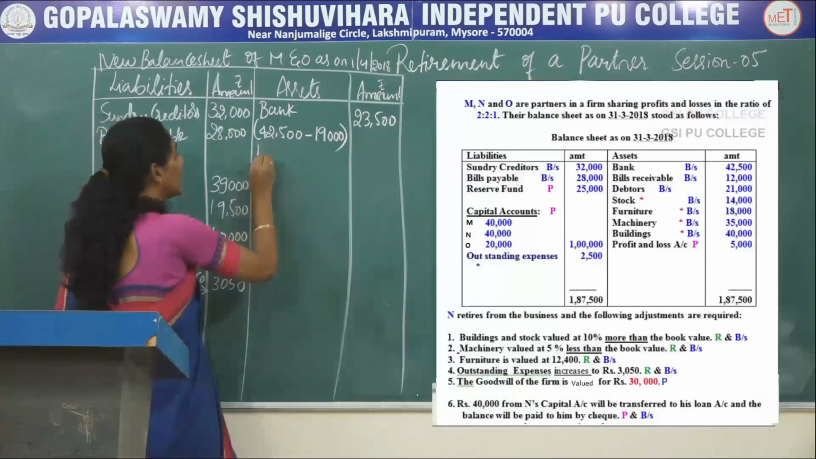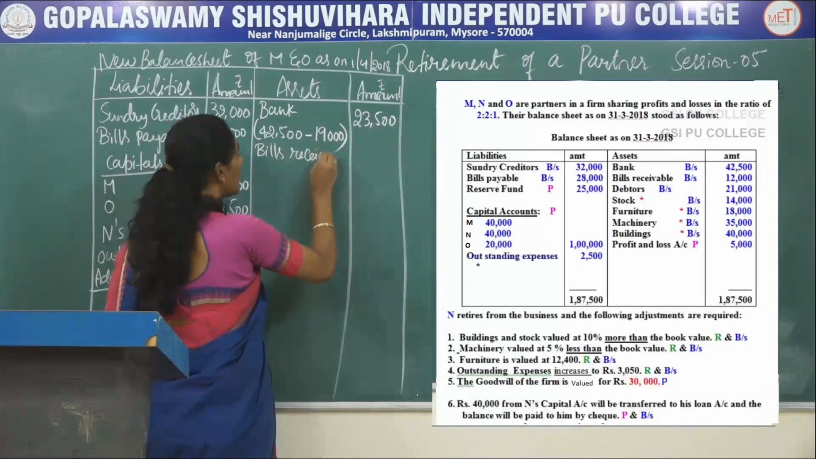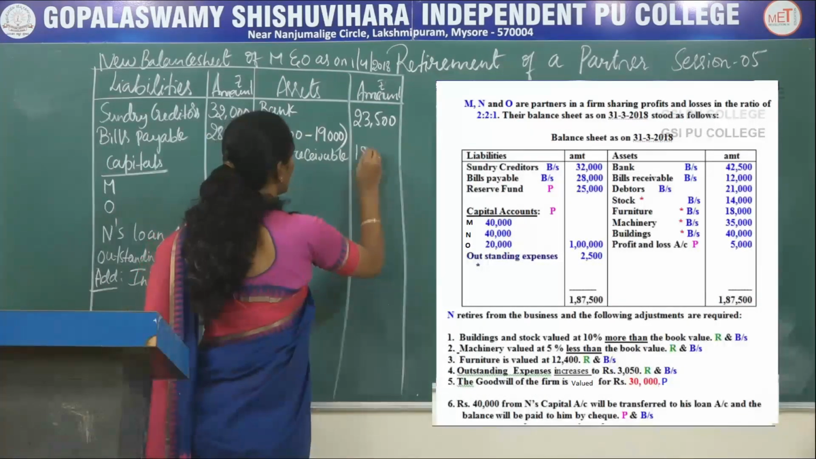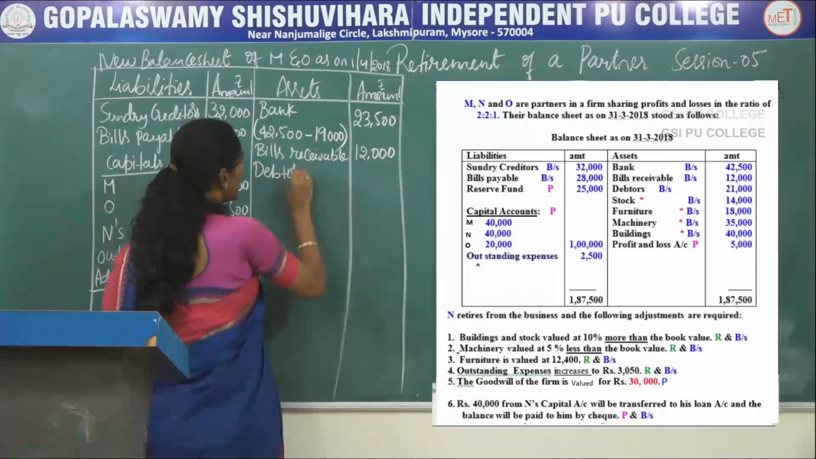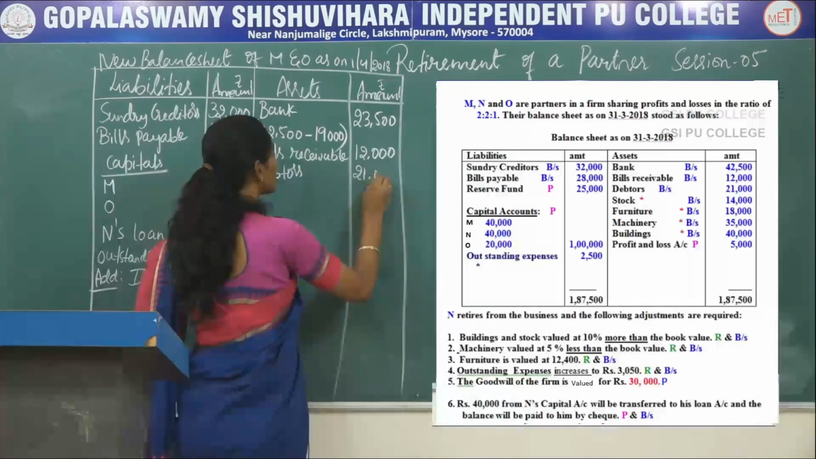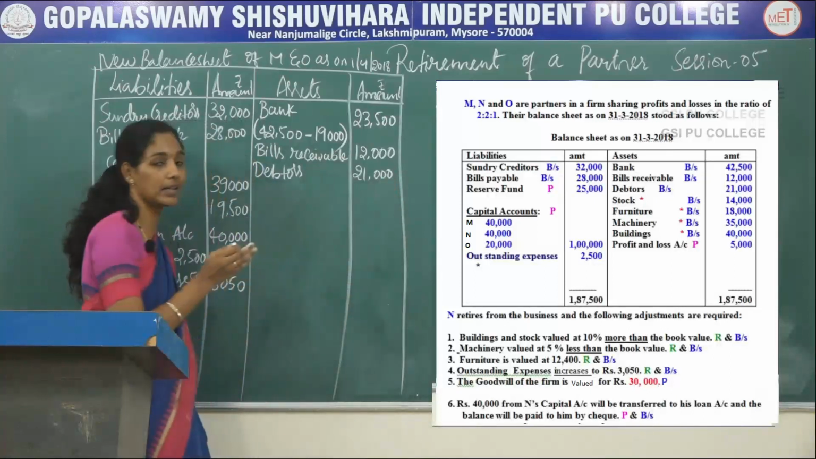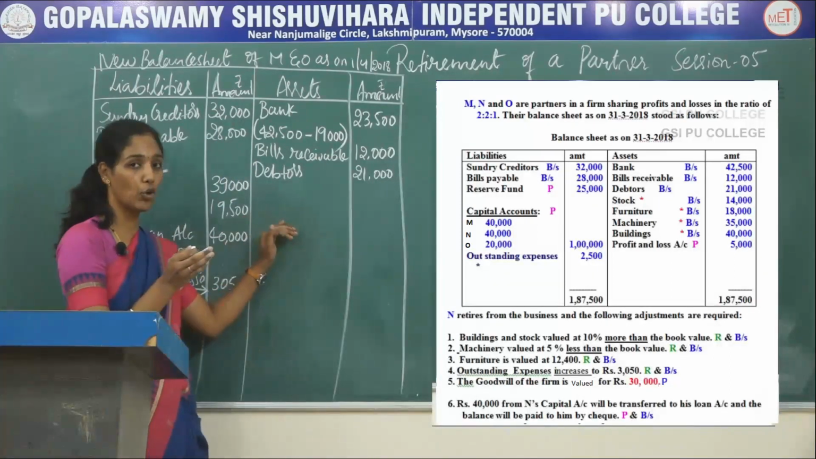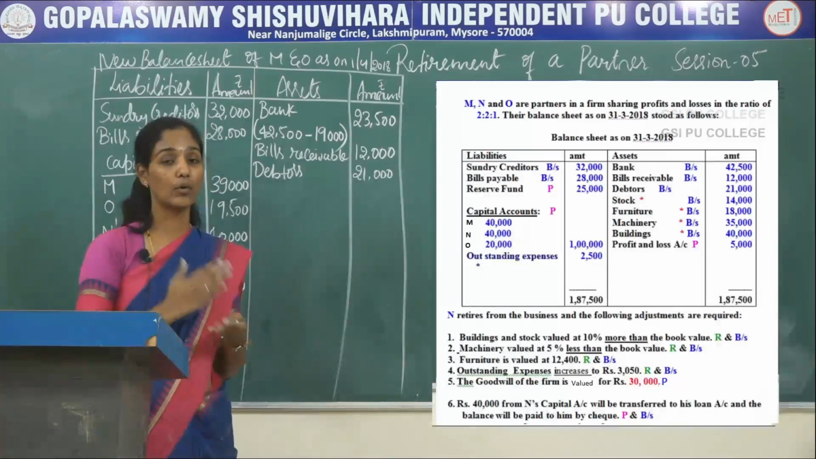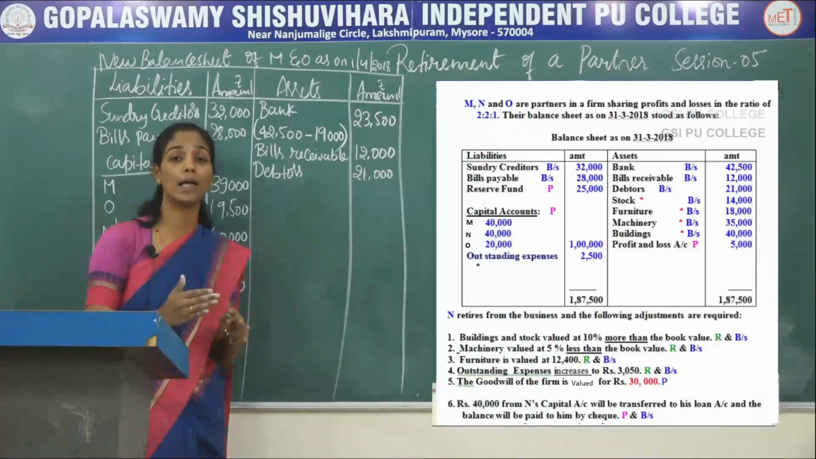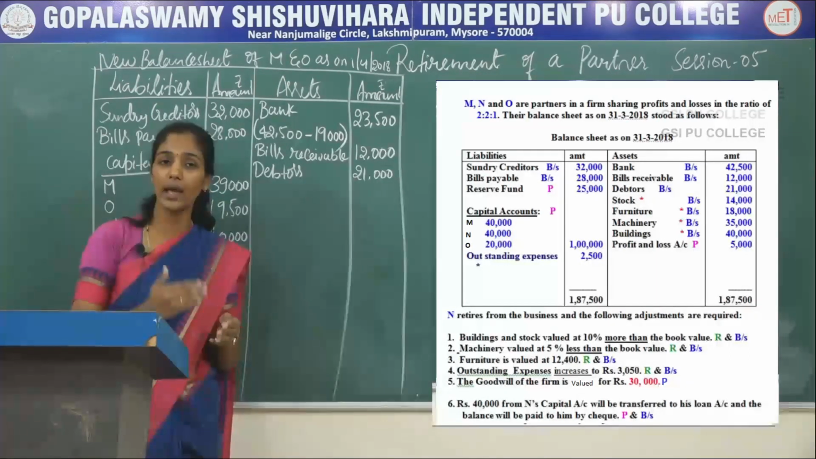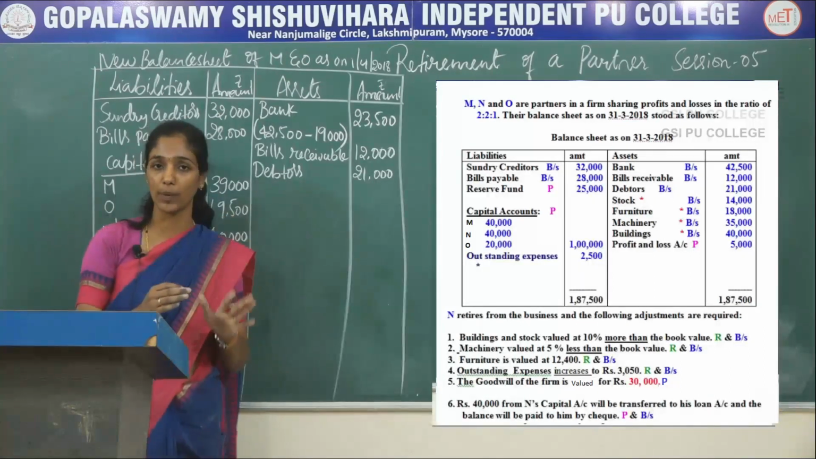The next asset is bills receivable. What is the amount of bills receivable? 12,000. Next asset is debtors. Here there is no adjustment relating to debtors. You can directly write the amount of debtors in the new balance sheet. Since no adjustment is given relating to debtors, whatever amount is in the old balance sheet, you copy the same amount to the new balance sheet.